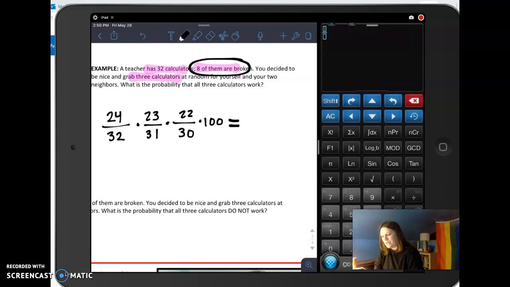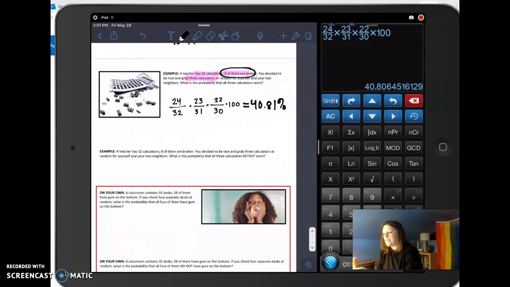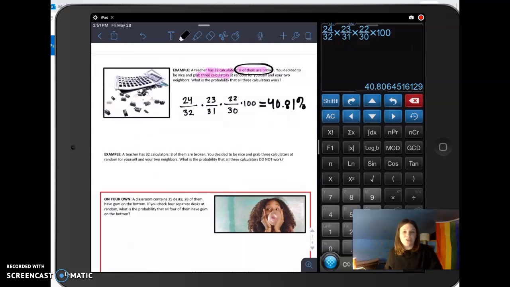So now we just put it in our calculator, 24 over 32 times 23 over 31 times 22 over 30. So all the numbers are going down by 1, and we get 40.81% chance that you get all 3 calculators that are working.